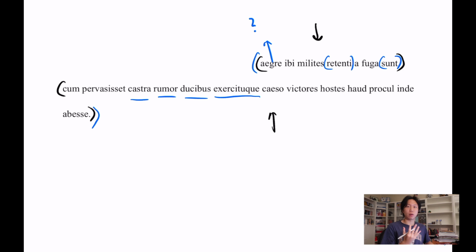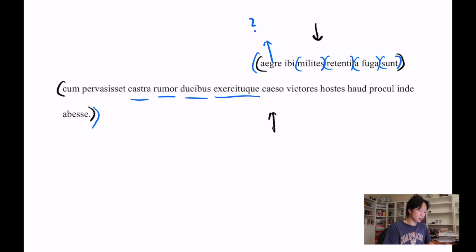And sometimes with passive verbs, if you want to say by someone, so he was killed by or the water was carried by, you would have something like a fuga. So by someone. Here it might not mean by, but a fuga is a phrase together nonetheless, and fuga is ablative. Milites is likely the subject.